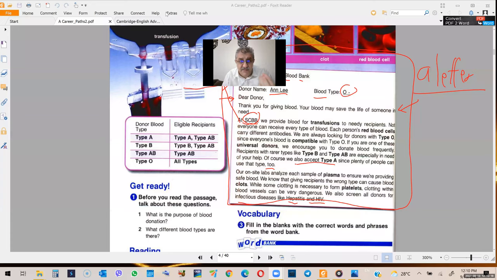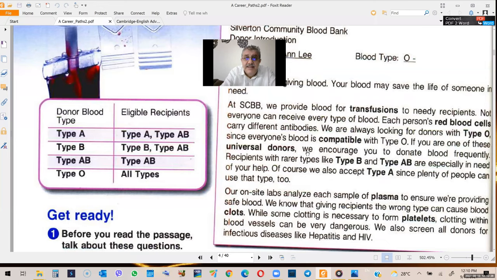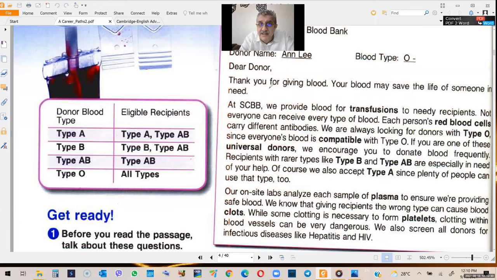I'm just going to show you something here to make it a bit bigger. So you can see the language used is the present simple. Thank you, your blood may save, we provide, not everyone can receive, each person's red blood cells carry, we are always looking for. Okay. So blood is compatible.